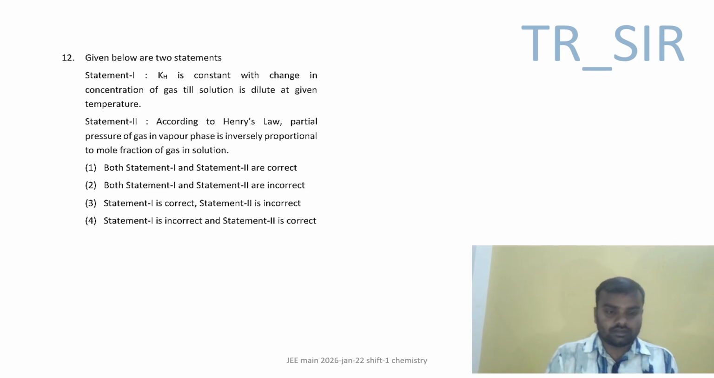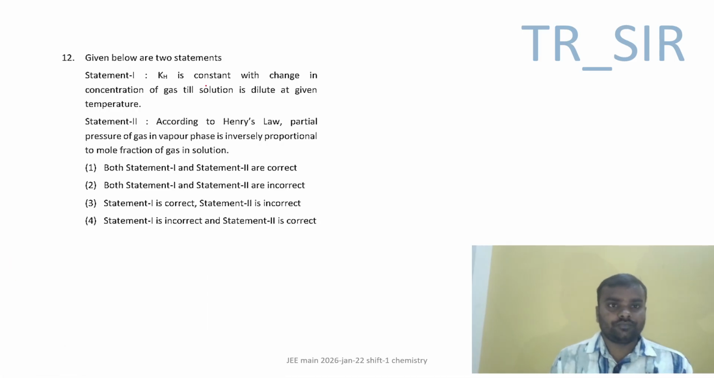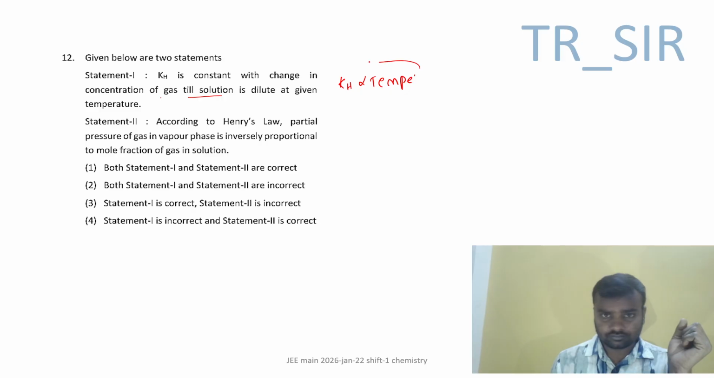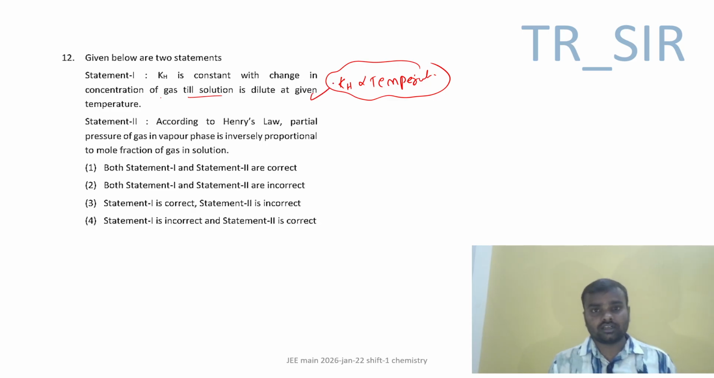Now you have question number 12. What do we have? We have two statements. KH is a constant with change in concentration of a gas till the solution is dilute at a given temperature. KH depends on temperature directly, guys. So KH, Henry's law constant, is constant with a change in concentration of a gas till the solution is dilute at a given temperature. So this is correct.